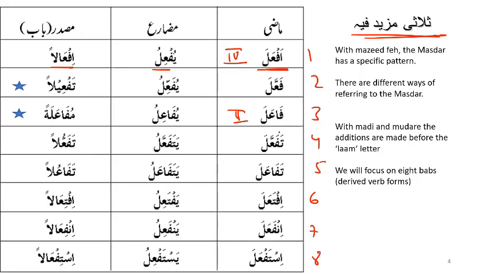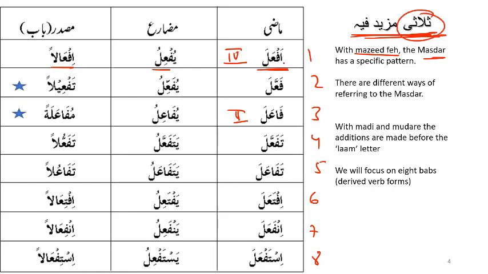In this lecture, even though we discussed this briefly last time, I'm going to give you some tips for remembering this. And then when we look at the Quran and Quranic examples, you will start realizing why understanding and remembering these babs is so important. So let's first learn something about the masdar. As a quick recap, why are these called salati mazid fi? They are called salati mazid fi because we still have 3 root letters.